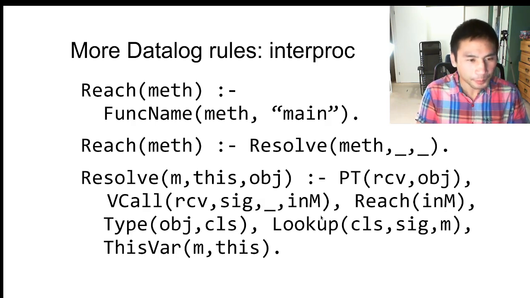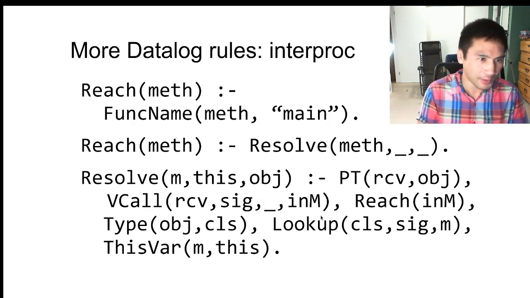And then there's things like the object has to be of class, and the class has to have signature sig, and then m has to be this. And so then once you have all these conditions, then you can say, okay, well, it turns out that this obj satisfies resolve, and then everything that satisfies resolve also satisfies reachable.